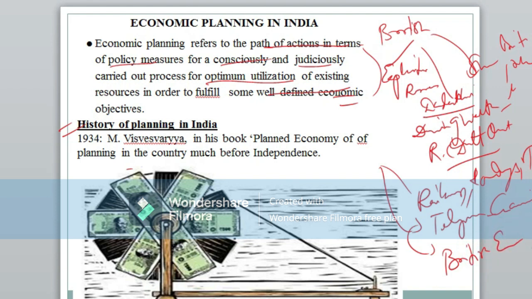They were establishing heavy factories and plantations in Britain, for which they needed raw materials, which they were exploiting out of India in a planned and systematic manner. So that is a part of history, but let us go into economics. M. Visvesvaraya in 1934, in his book, gave the concept of a planned economy, of planning a country in terms of budget and estimation of development before the independence of India.